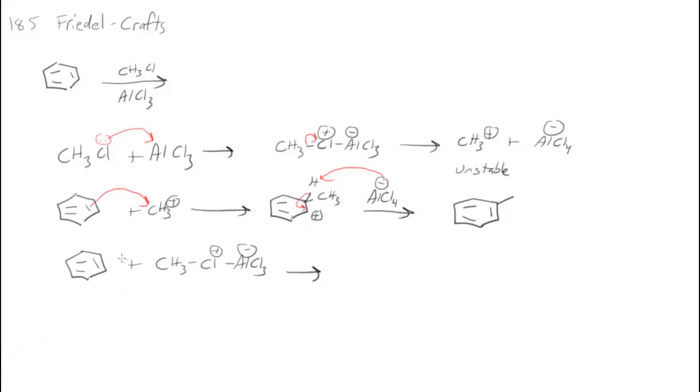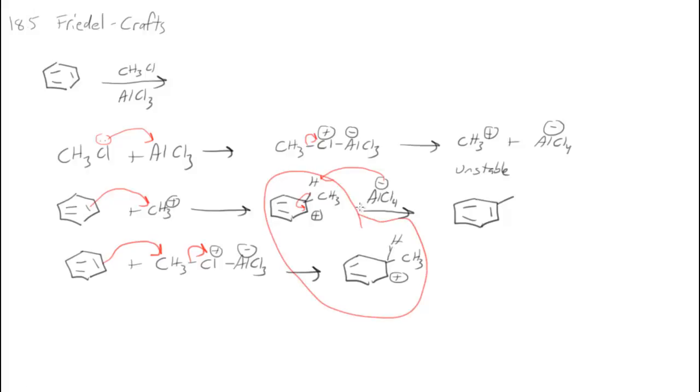The other way to draw the mechanism is to draw the benzene ring reacting with the intermediate directly. If you do that, you can see at this point that these two intermediates are exactly the same. So the rest of the mechanism is exactly the same also.